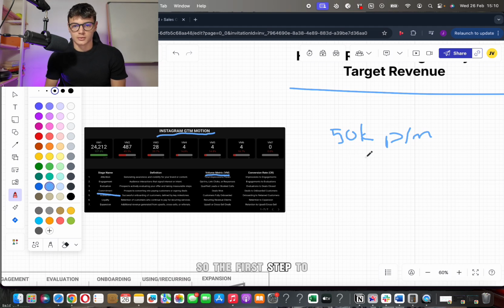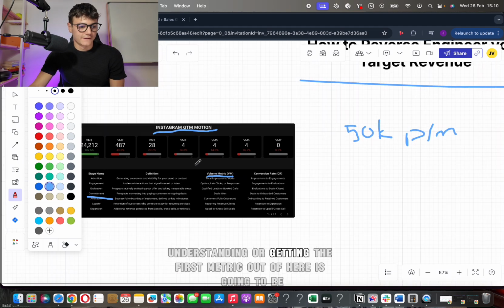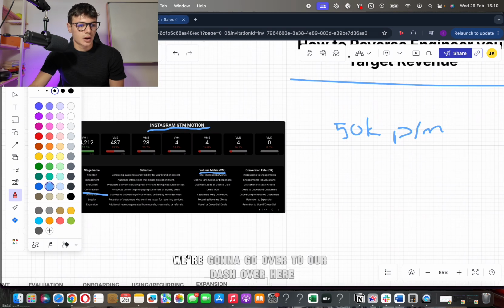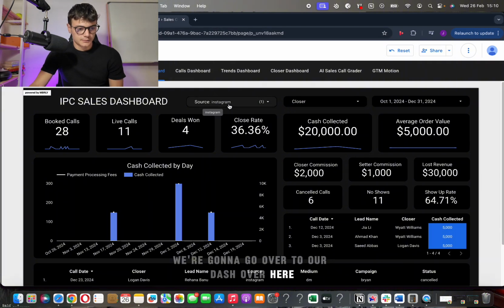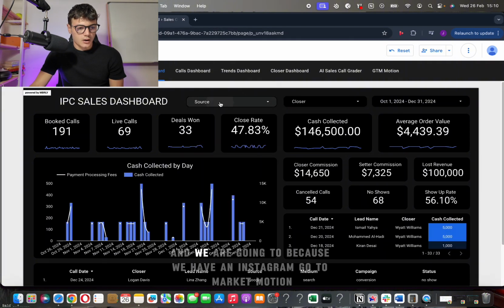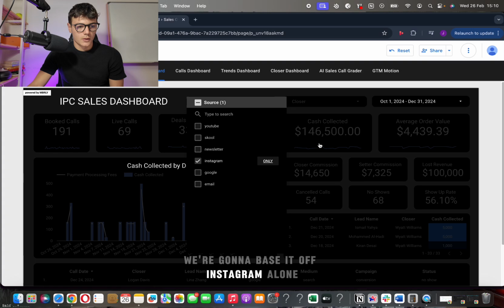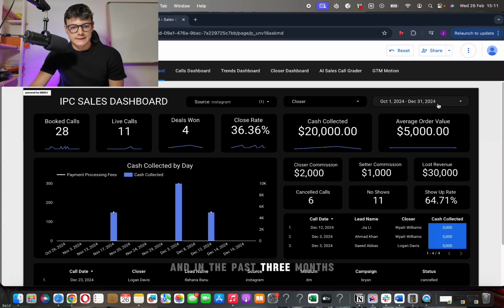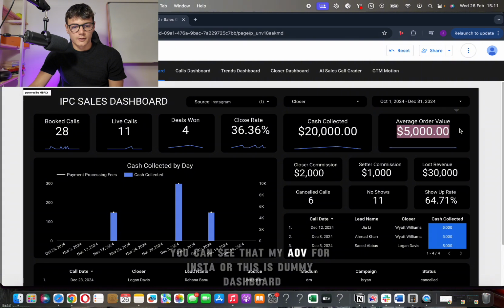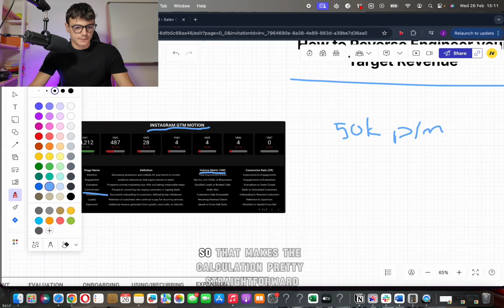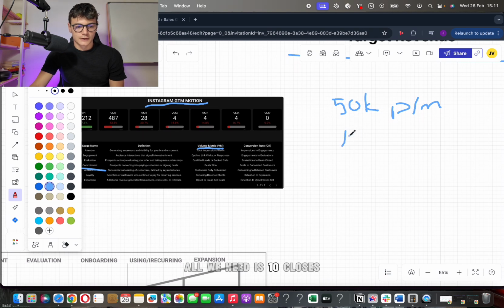So the first step to getting the first metric out of here is, we're going to go over to our dash over here, and because we have an Instagram go-to-market motion, we're going to base it off Instagram alone. And in the past 3 months, you can see that my AOV for Insta, well, this is the dummy dashboard, but the AOV that we're going to be working with for Instagram is $5,000. So that makes the calculation pretty straightforward. All we need is 10 closes.